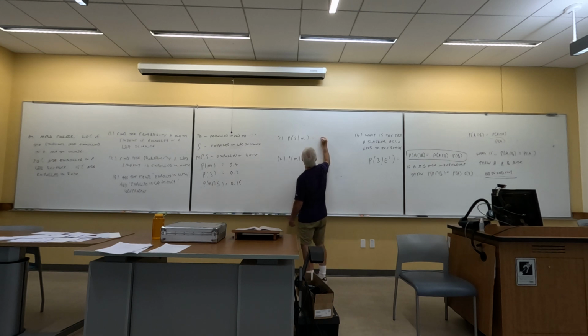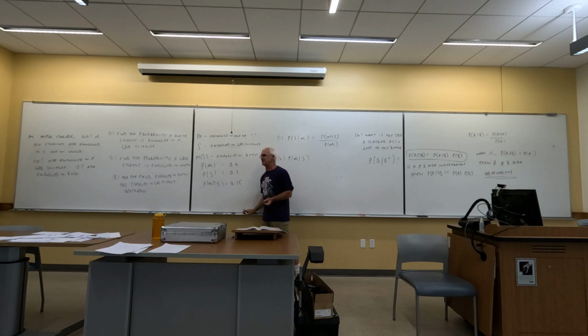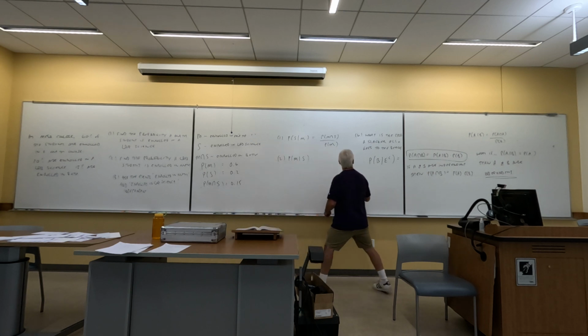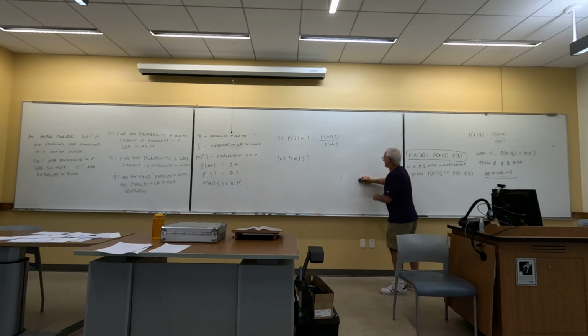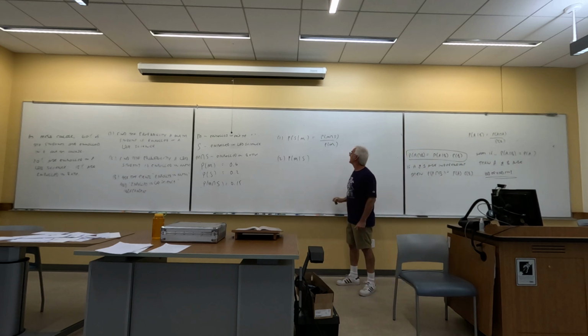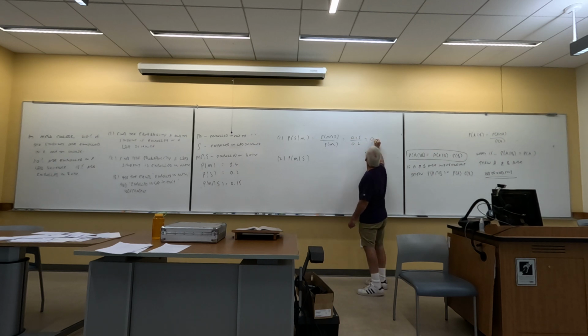So this is the probability of the intersection over the probability of math. And again, the simple explanation is I just reduced my sample space only to the math students. I don't need to draw a Venn diagram. I could, it's not entirely necessary. So this would be 0.15 over 0.6, and that's 0.25.